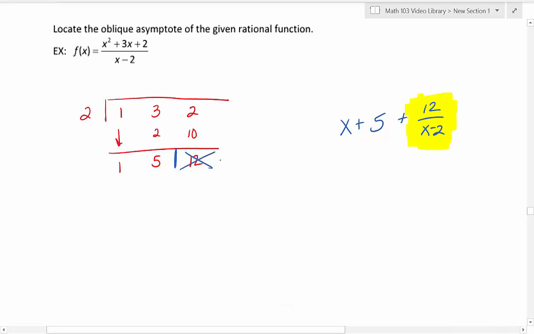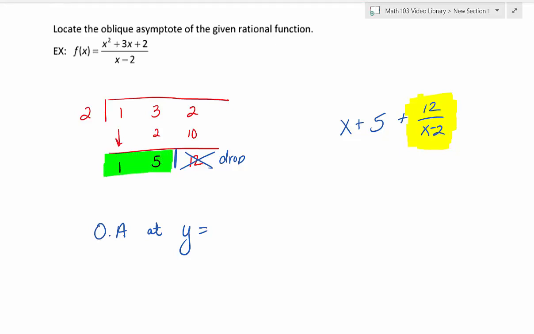So we're going to drop the remainder, and then our oblique asymptote is at y equals the linear and constant term. So y equals 1x plus 5.